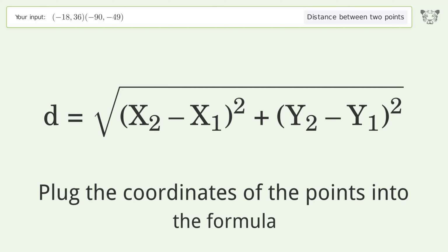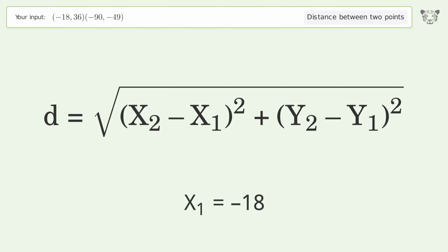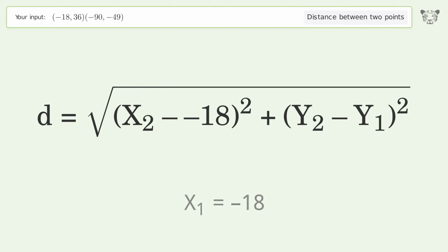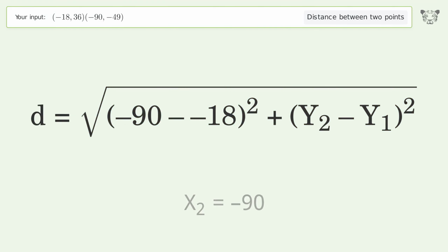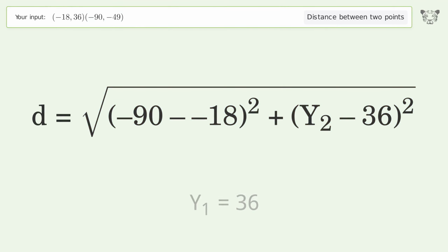Plug the coordinates of the points into the formula. x1 equals -18. x2 equals -90. y1 equals 36. y2 equals -49.